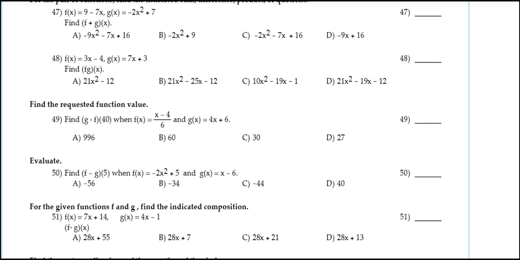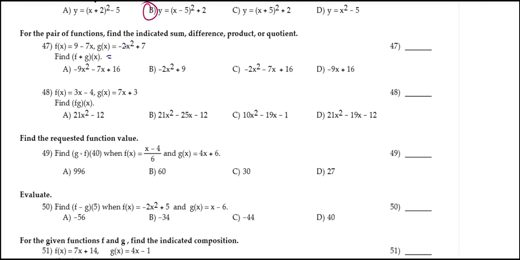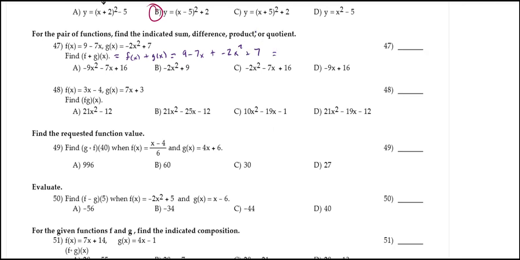Questions 47 to 51 are asking us a little bit about function algebra. F plus g of x is really just f of x plus g of x. Now, f of x was given by 9 minus 7x, and g of x is given by minus 2x squared plus 7 itself. Now we can just group like terms. We have minus 2x squared alone. We have minus 7x alone. But 9 and 7 are like, so we can combine those to get 16, which gives us answer C.